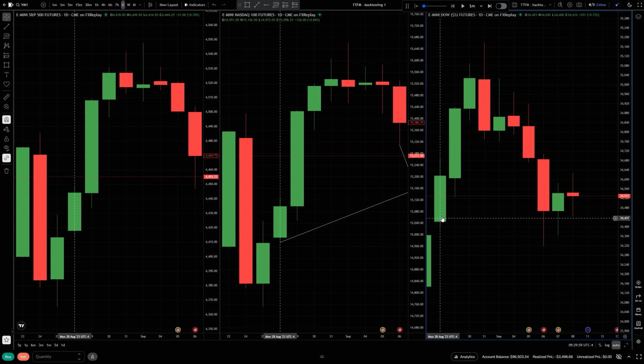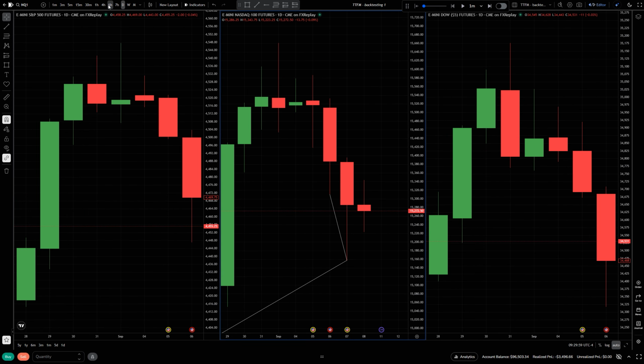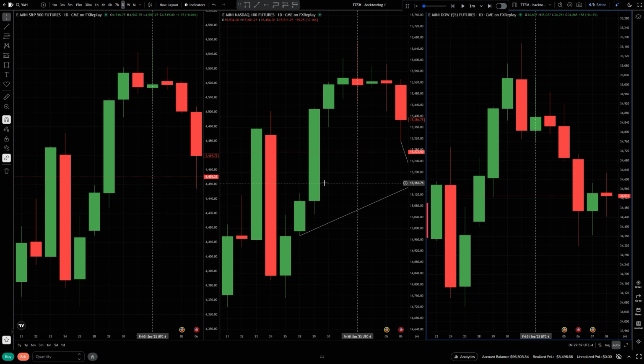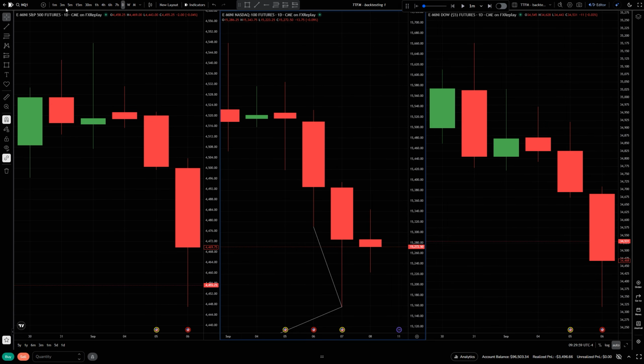So we can see that this asset takes out this low, and we didn't take out the previous day low, but we closed bullish. So I think I will be looking to take longs on YM. We also have a C2 on ES.